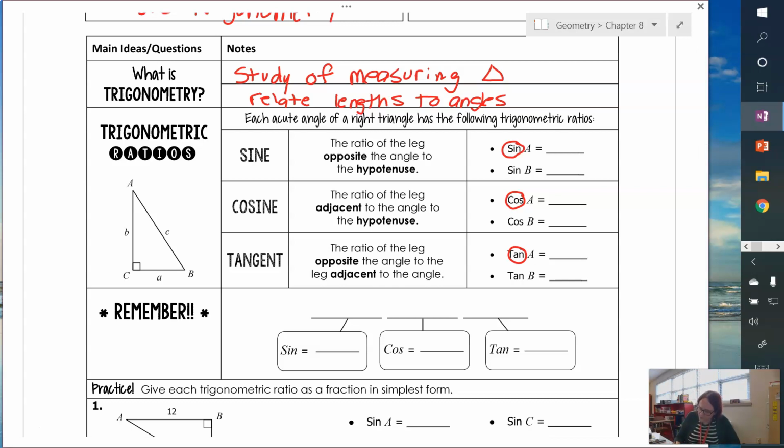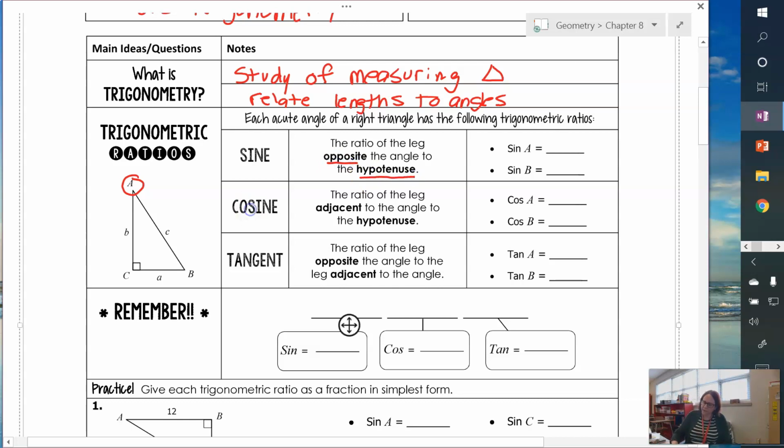So right here I have a right triangle, triangle ABC. And the first thing we're going to do is learn how to write these ratios. So starting with angle A, sine means the ratio of the opposite leg to the hypotenuse. So from angle A, I go across to the opposite side of the triangle, and then little a is the opposite. Little c is opposite the right angle, so that's your hypotenuse. And then little b touches angle A, so that's adjacent.